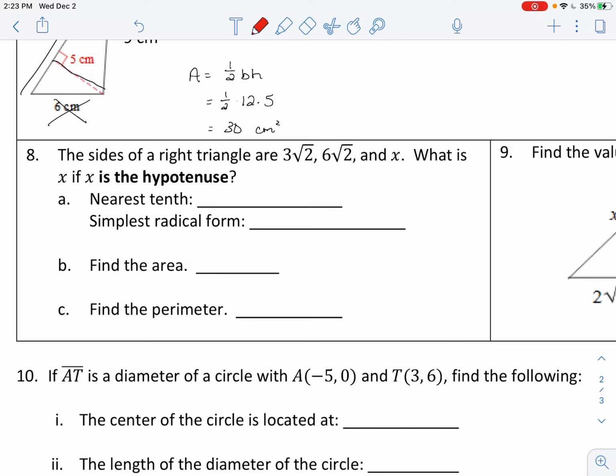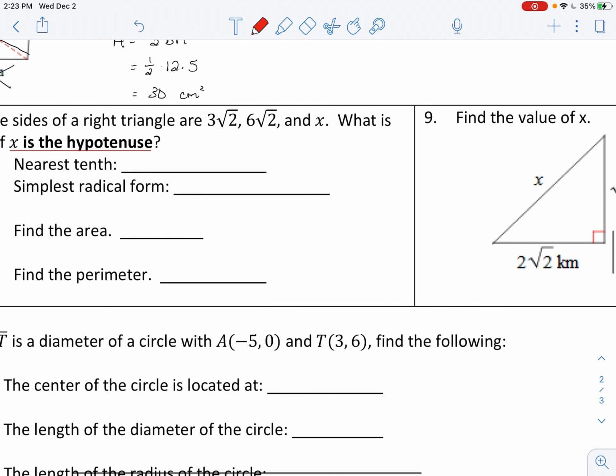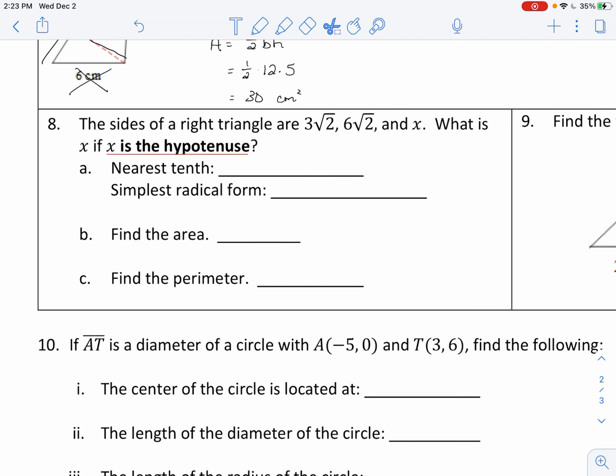Number 8 is really similar to number 6, so hopefully you got help on that one if you needed it. But this time it says x is the hypotenuse, which means x should be on its own side of the equal sign. I don't have a lot of space for this, so I'm just going to go down to the end where I do have space. And I'm going to do it down here.